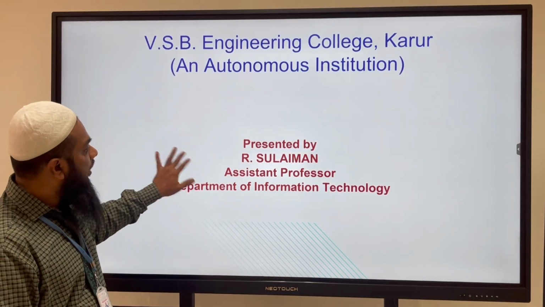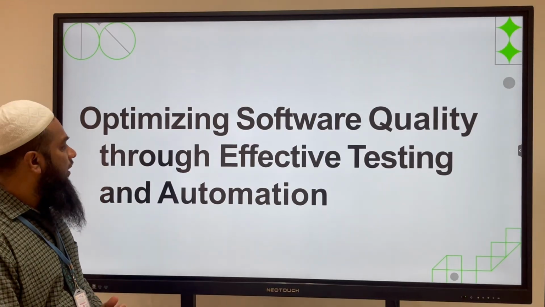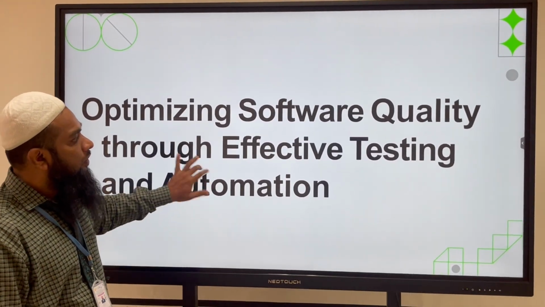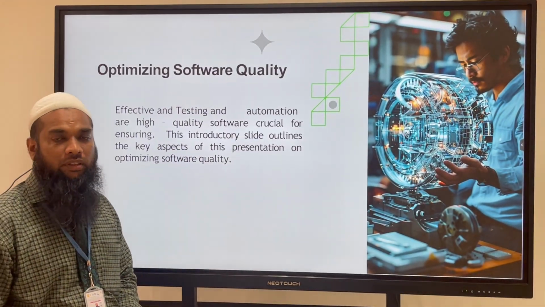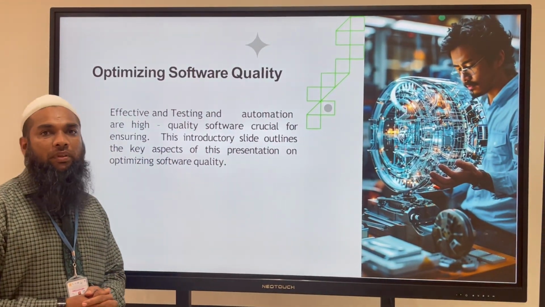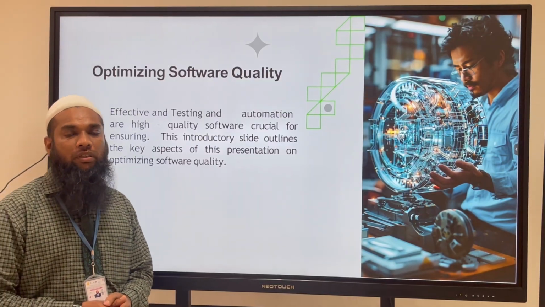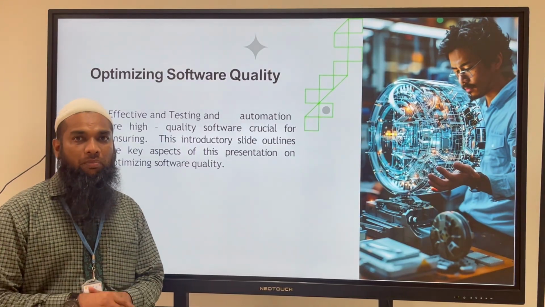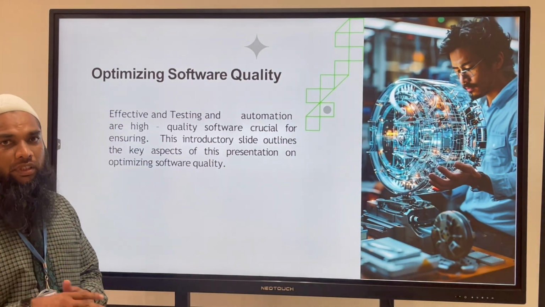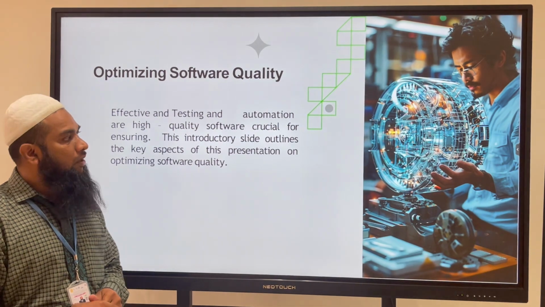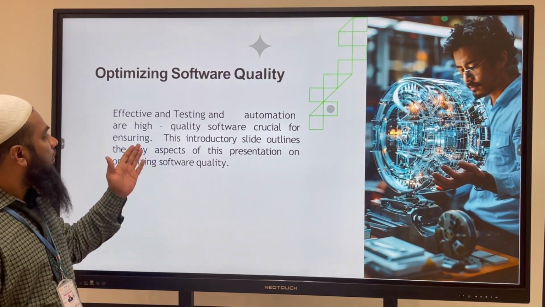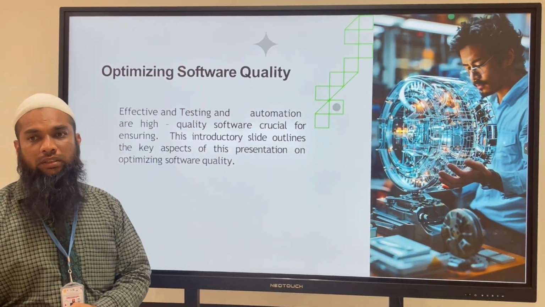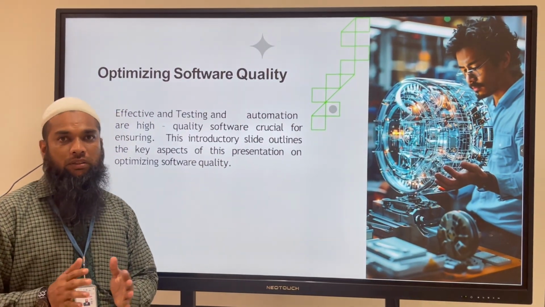Today I will talk about optimizing software quality through effective testing and automation. You already heard what software testing is. After developing the software, we go for testing, to find the quality of the software in a reliable and efficient manner, and only then can we deliver the product to the customers. So we go through different stages in the software testing.